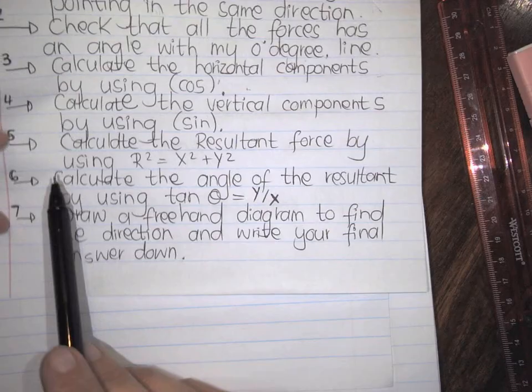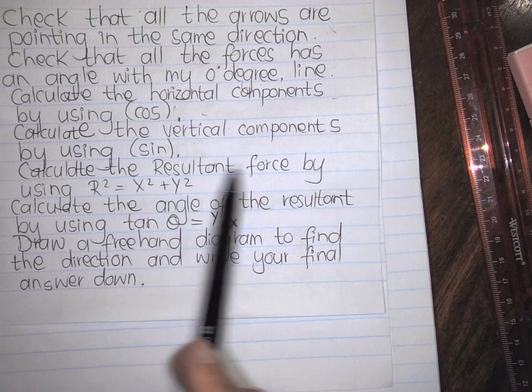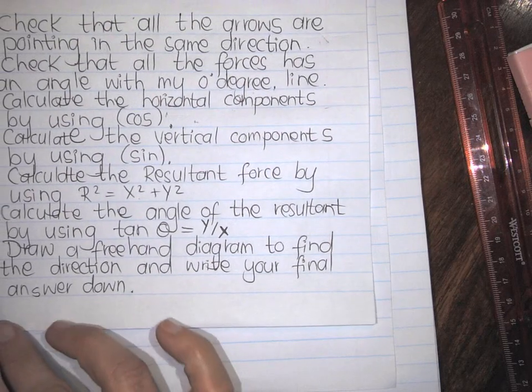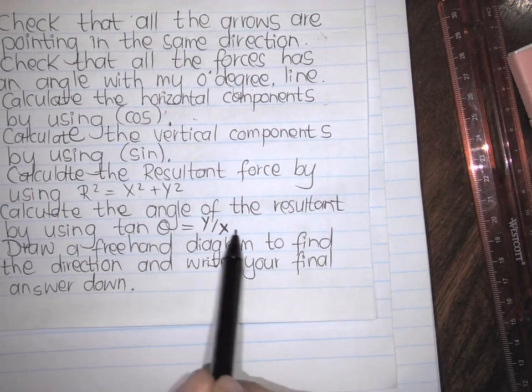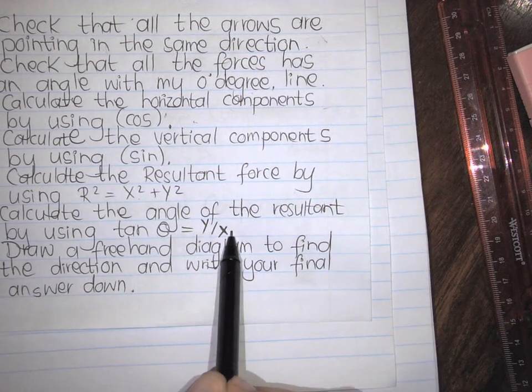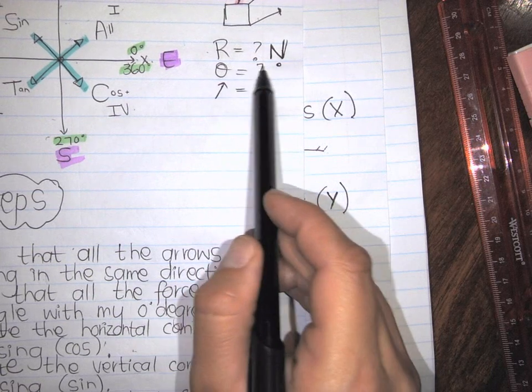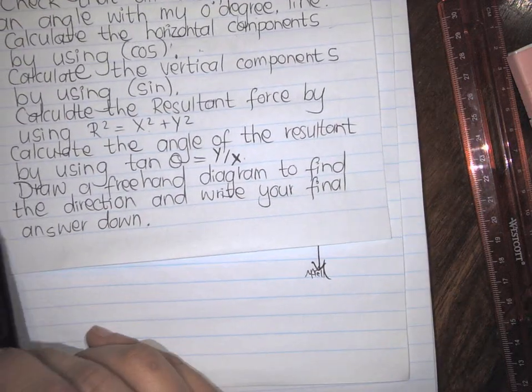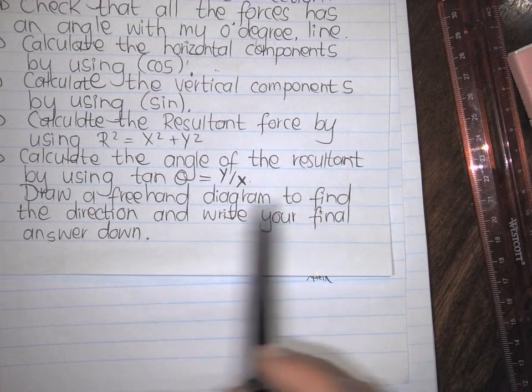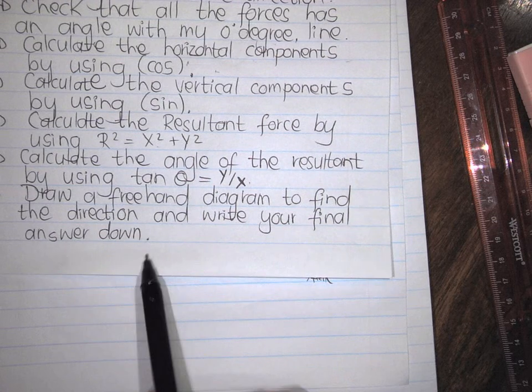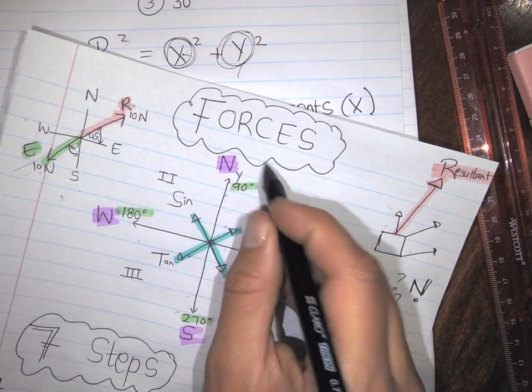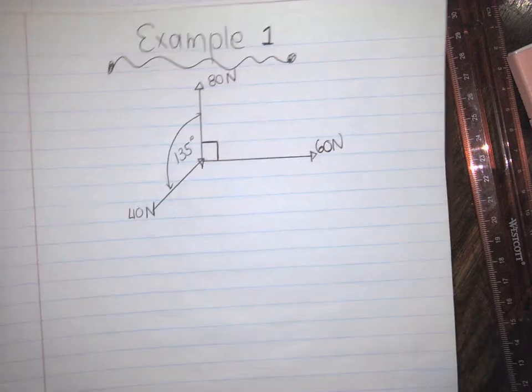Then step number 5, you have to calculate the resultant force. So in other words, we want to calculate that by using Pythagoras. Then step number 6, calculate the angle of the resultant force by using tan theta equals y over x. So that means that we're going to calculate the angle that it has to be at. And then step number 7, draw a freehand diagram to find the direction and write your final answer down. So we want to get the direction that it's going to be, so north, east, south or west. And by that we have to draw a little freehand diagram that I will show to you. And then we're just going to write down the final answer. Okay, so let's look at example 1.